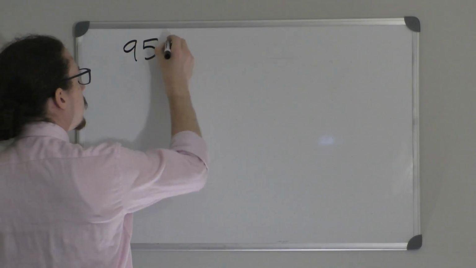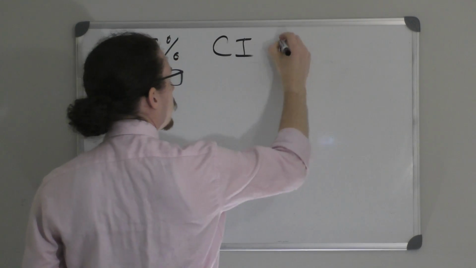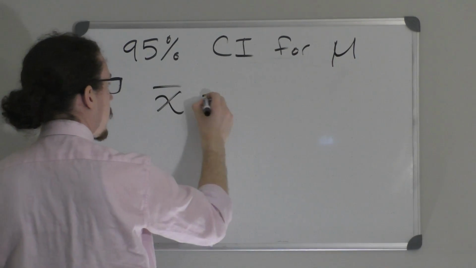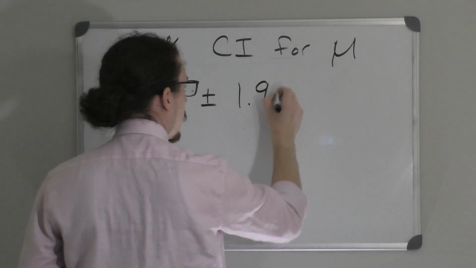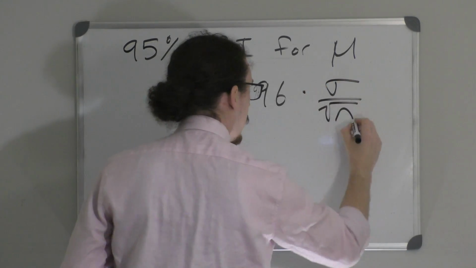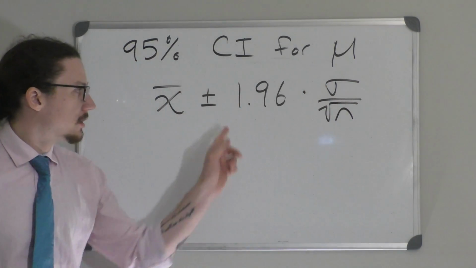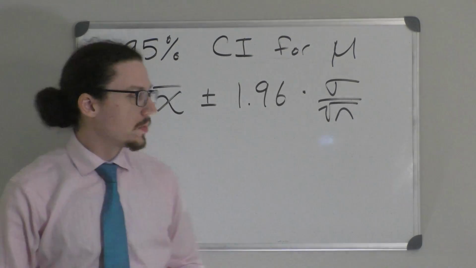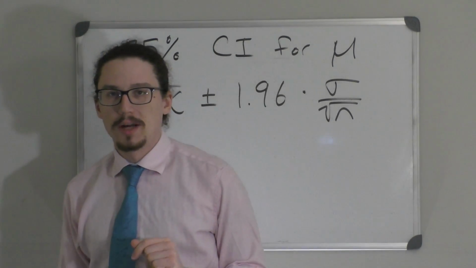Now that we have that, we can specify this 95% confidence interval as x bar plus or minus 1.96 times sigma divided by the square root of n.